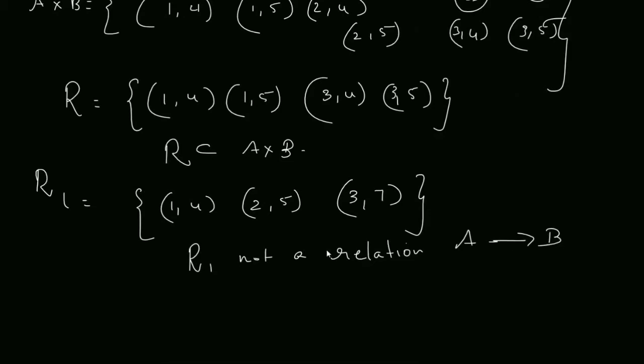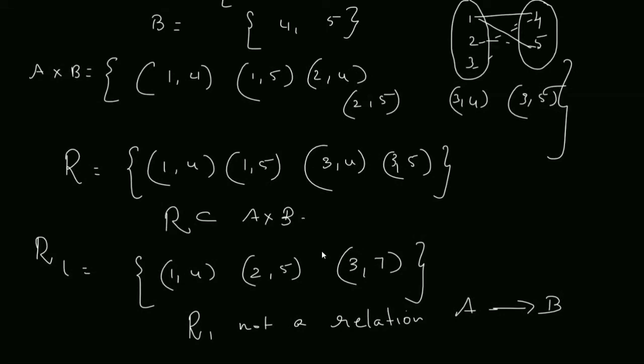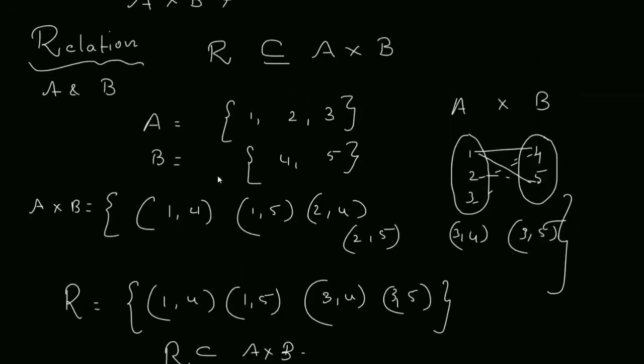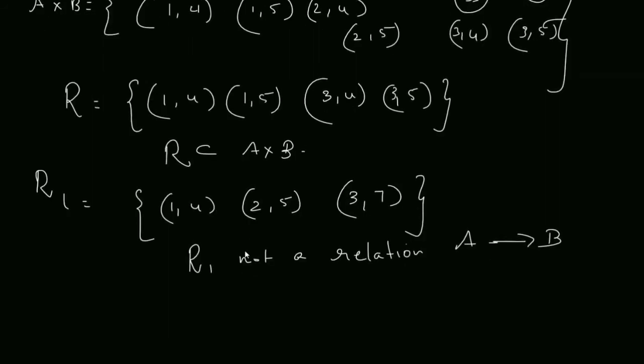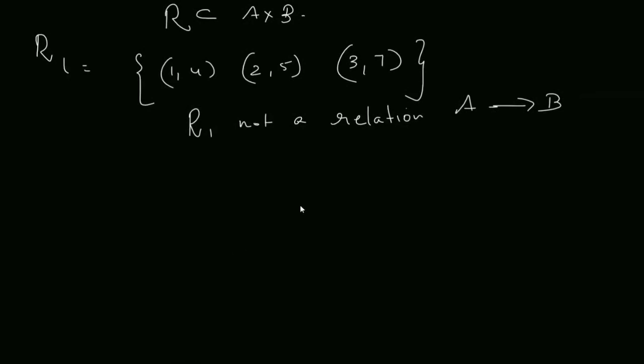So you understood the concept of relations. Relation is nothing but a subset of A cross B. You know what is A cross B? Set of all possible ordered pairs from A to B. And also you know A cross B is not equal to B cross A. The order is fixed. It is very important. So that is about the relation.